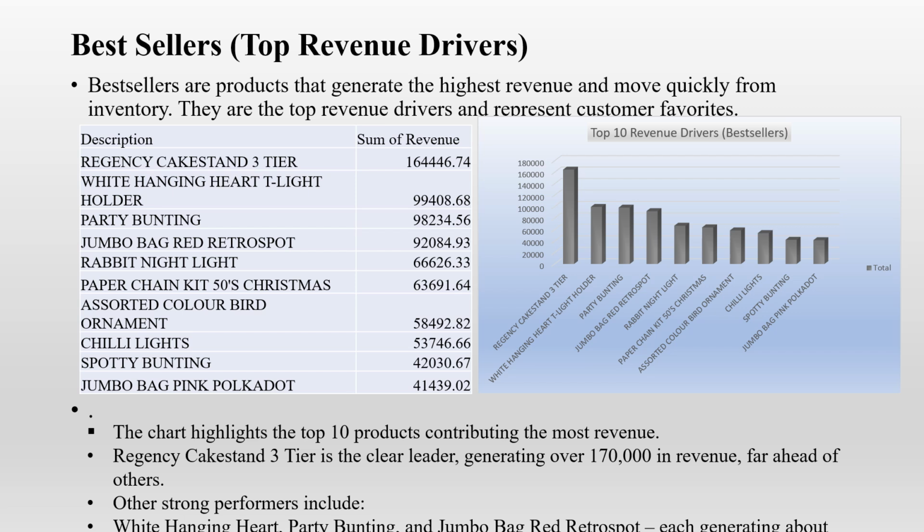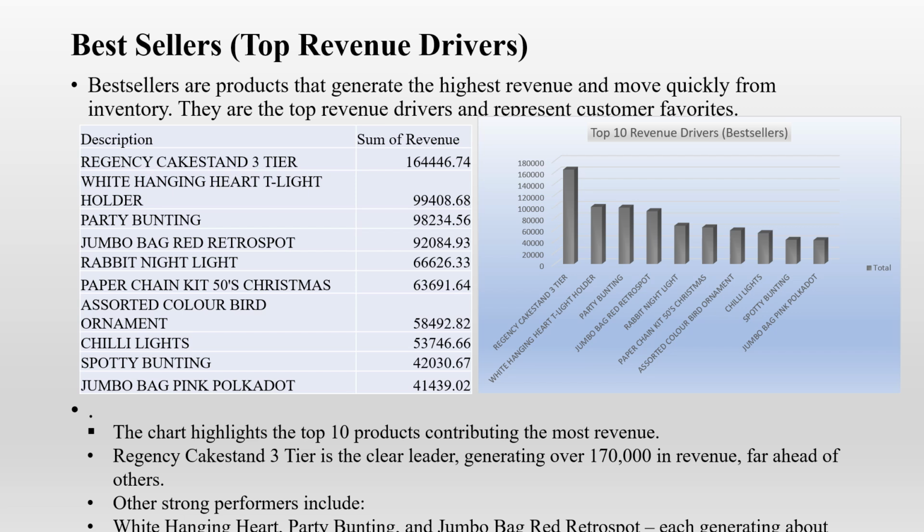Now, analysis for our bestsellers. First of all, who are bestsellers? Bestsellers are products that generate the highest revenue and move quickly from inventory. They are the top revenue drivers and represent customers' favorites. We did a pivot table and a column chart for it.